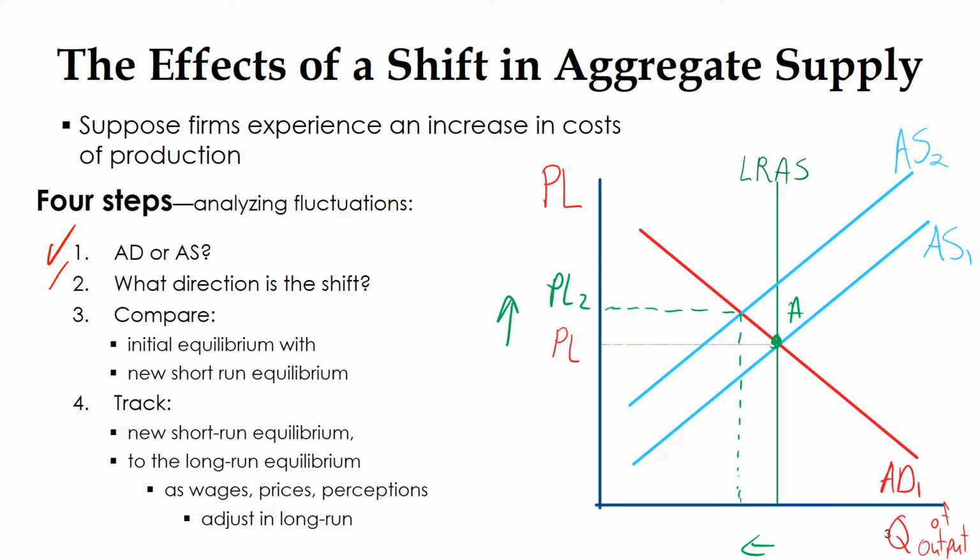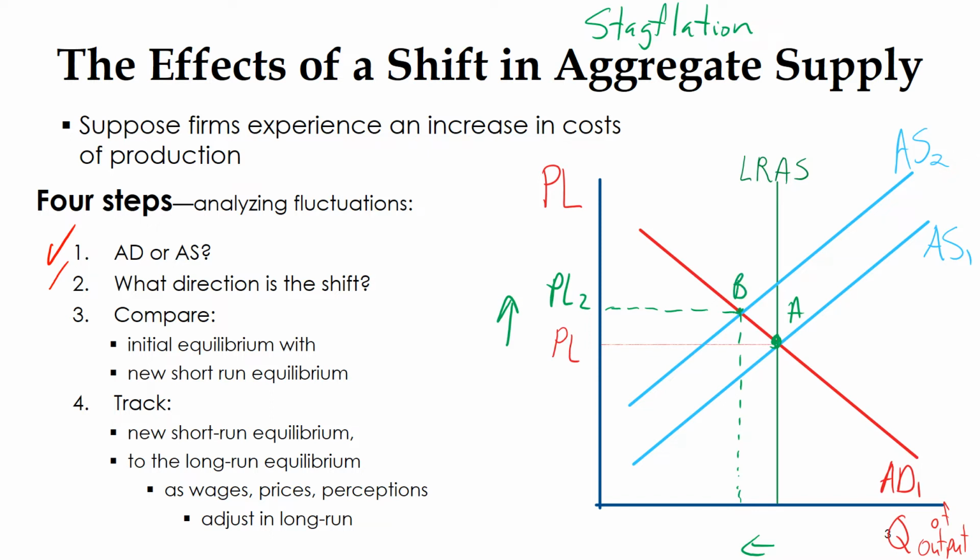This is called stagflation. This is a term you have to understand. It will be on the test. What is stagflation? Well, stagflation is a situation where you have a shift in the aggregate supply which causes an increase in the price level, causes inflation, as well as it causes businesses to produce less goods and services. So here we are producing at point B.